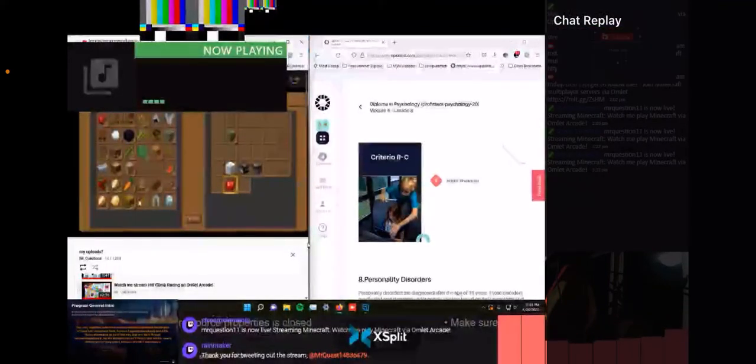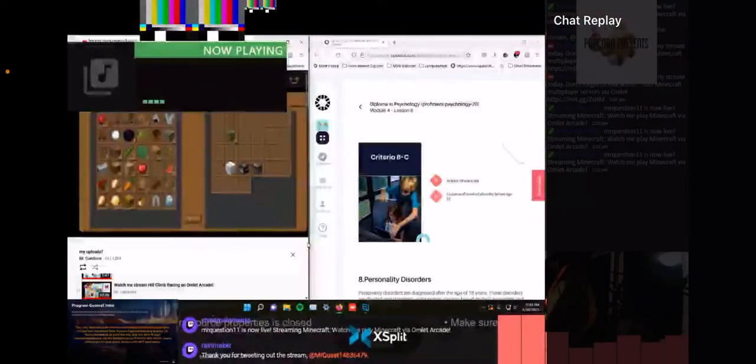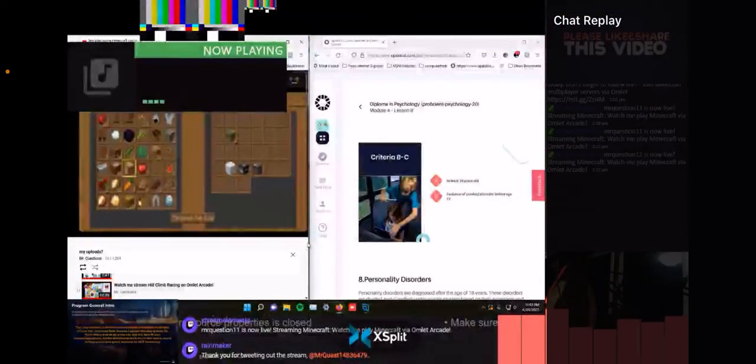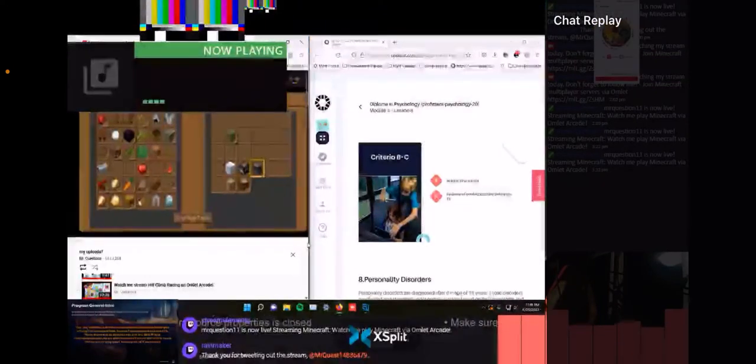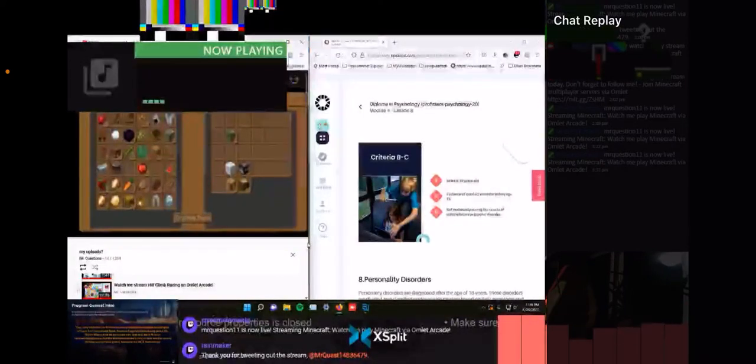Criterion B states that the individual is at least 18 years. Criterion C states that there is evidence of conduct disorder with onset before the age of 15 years. And as for Criterion D, the occurrence of antisocial behavior is not exclusive during the course of schizophrenia or bipolar disorder.